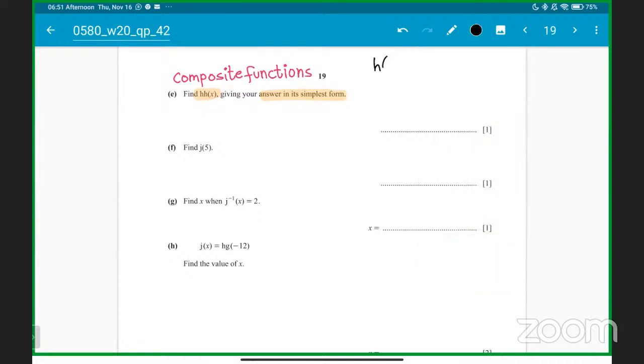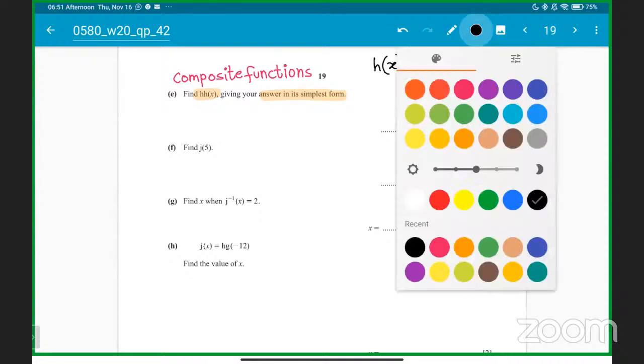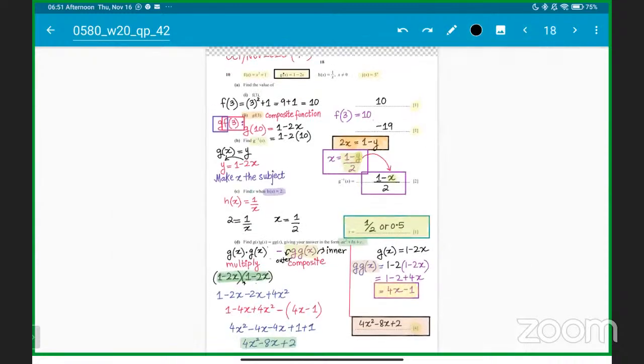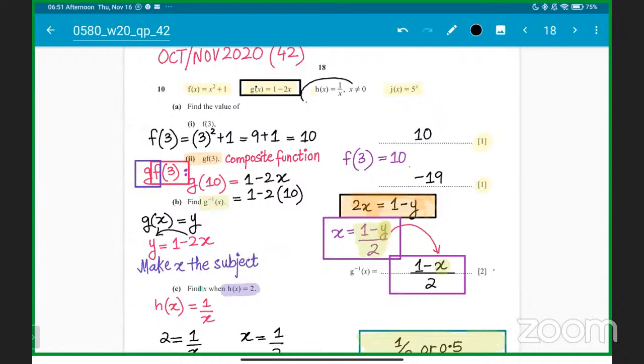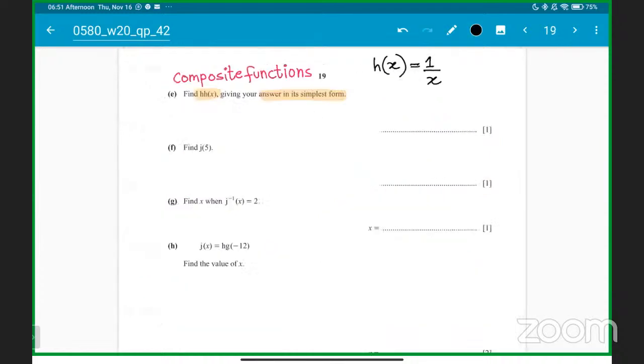We already know what is the h(x) function. So h(x) function is 1 divided by x. Everyone following with me? h(x) function is 1 divided by x, right? You can look at it. The same question is going on. h(x) is 1 divided by x. People following? h(x) is equal to 1 over x.